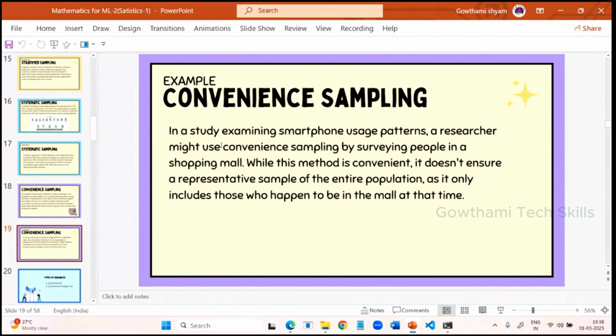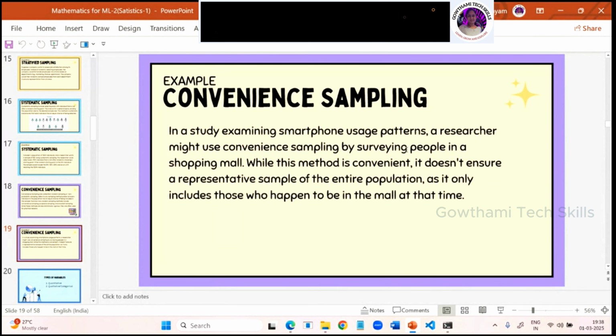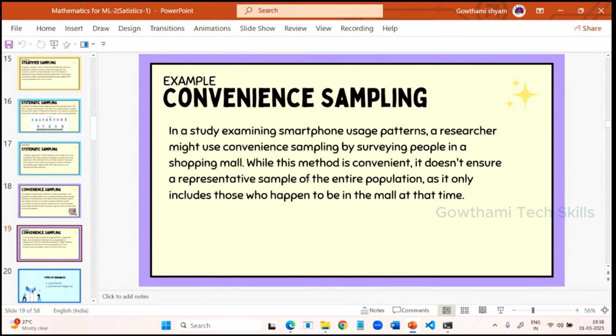See, what is the example I have given? In a study examining smartphone usage patterns, a researcher might use convenience sampling by surveying people in a shopping mall. While this method is convenient, it does not ensure a representative sample of the entire population, as it only includes those who happen to be in the mall at that time. See, this is what we can understand.